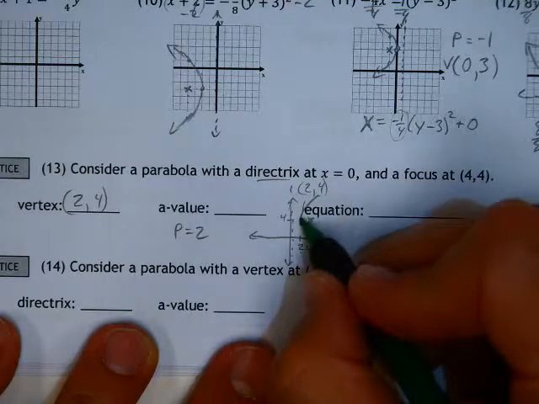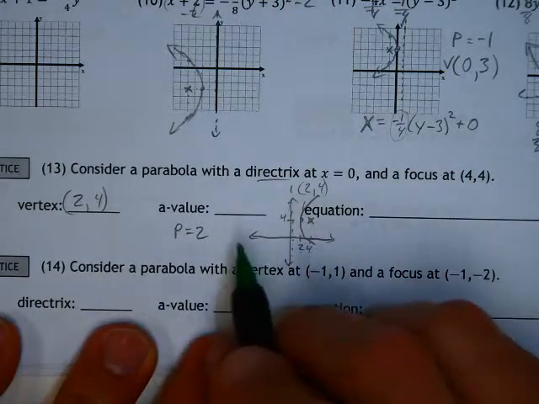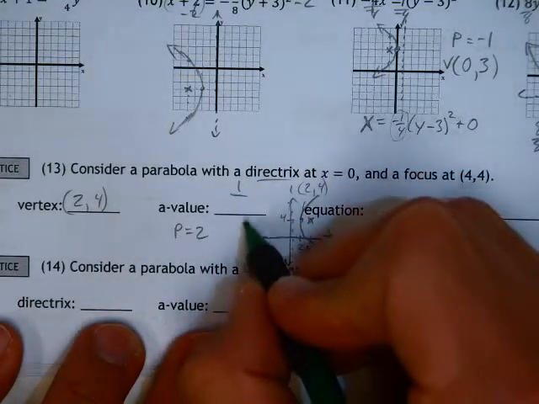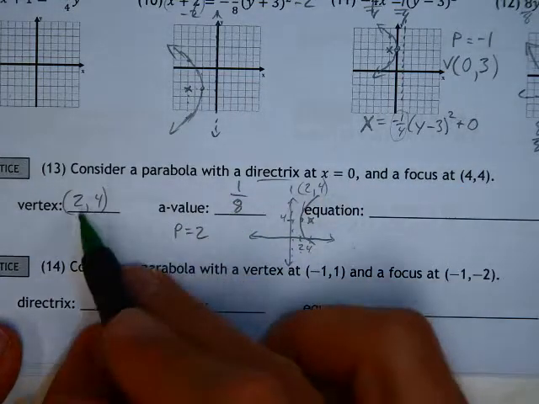It's going to open around this way. It's positive because it's opening to the right, and because the focus is to the right. So our A value is going to be 1 over 4P. So 1 over 8. That's all you need. You need the A value, you need the vertex.